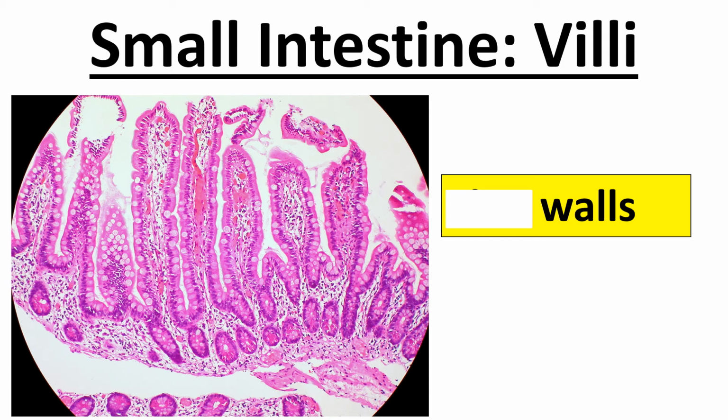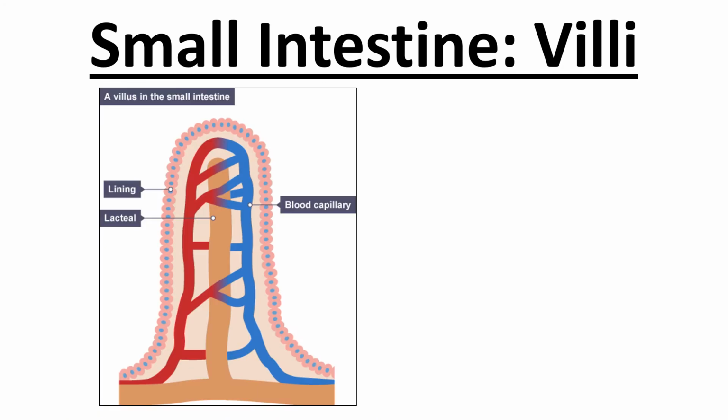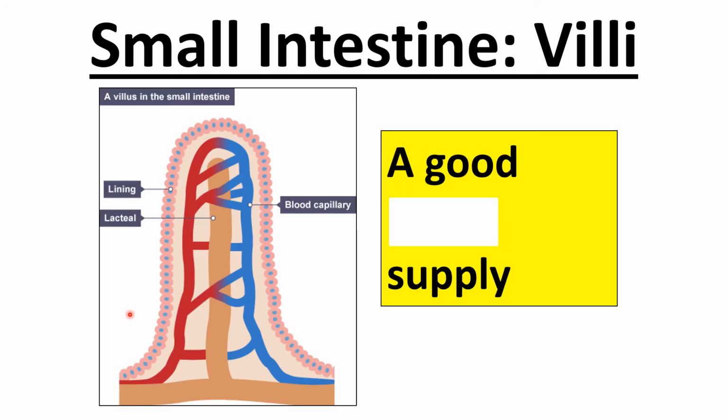What would that be? Thin walls, again, to allow the nutrients to move across. And again, you can see it here, a good blood supply. Okay, so villi, alveoli, exactly the same kind of features which allow substances to move across efficiently. For alveoli, we're looking at gases. For villi, we're looking at the products of digestion.